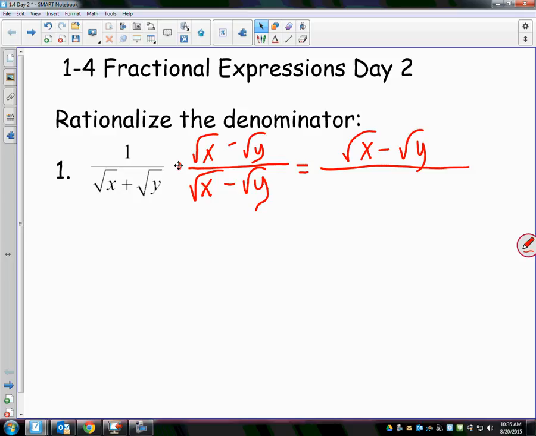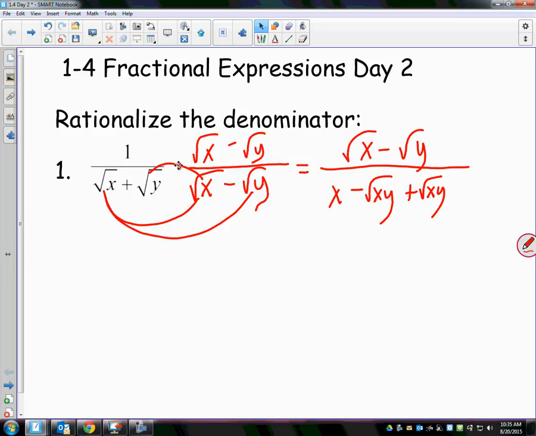I'll work it out this one time, but just know I never work out the middle part for this, because I always know it's going to just be this times this. Square root of x times the square root of x is the square root of x squared, which is just x, right? How do you get rid of a square root? You multiply by the square root. The middle part, the square root of x times the negative square root of y is going to be negative square root of xy. This times this is going to be positive square root of xy.